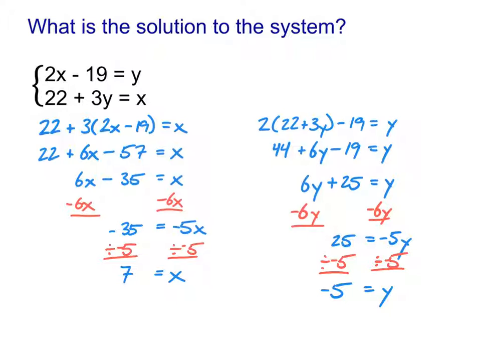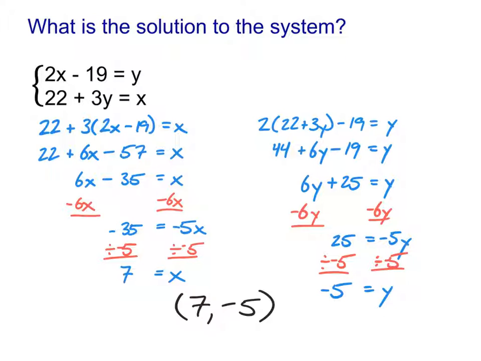And then just to prove that you could have done it either way, I did it both ways. I showed what it would look like if you substituted the x in for y, and I showed what you would get if you substituted the y in for x. But whichever order you did it in, you should still end up with an answer of 7, negative 5.